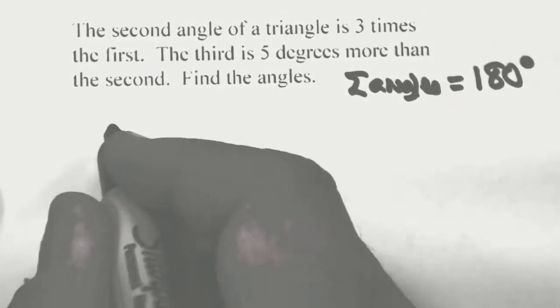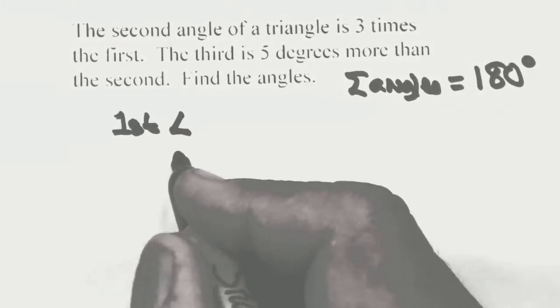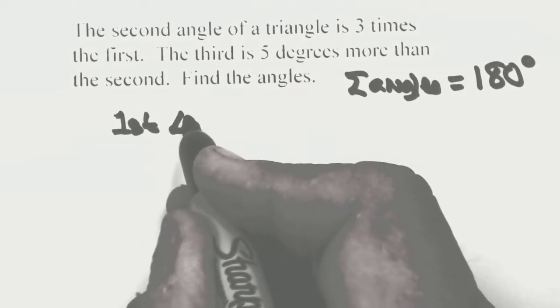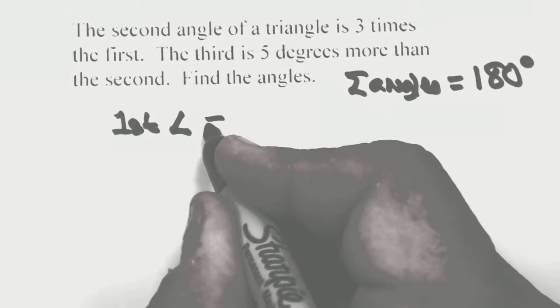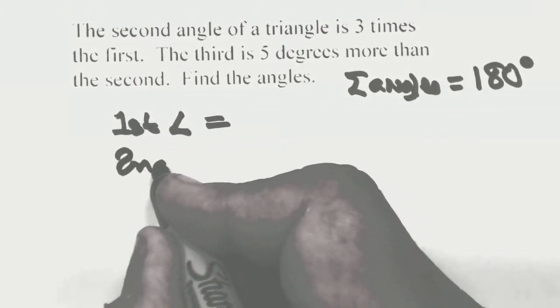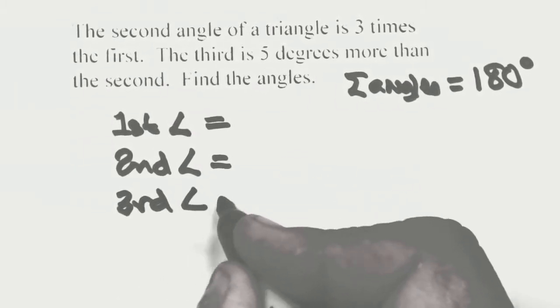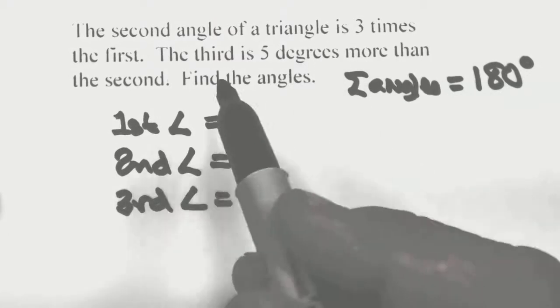Okay, well, one of the things we can do is just make ourselves a list. We've got first angle, and that little symbol right there is what mathematicians often use for angle. It looks like the corner of a triangle, so it's like a single angle. So first angle equals, second angle equals, and third angle equals. Okay, let's go back now and do the comparisons on this.